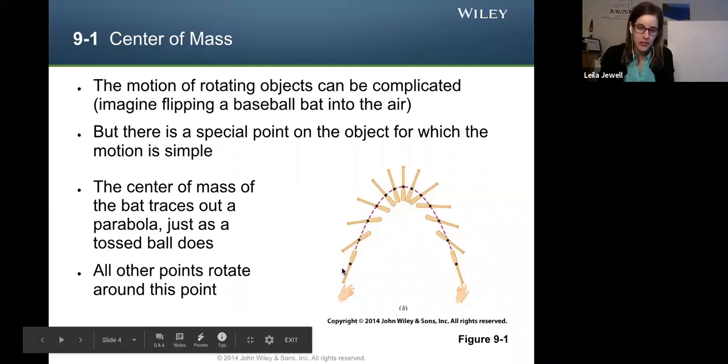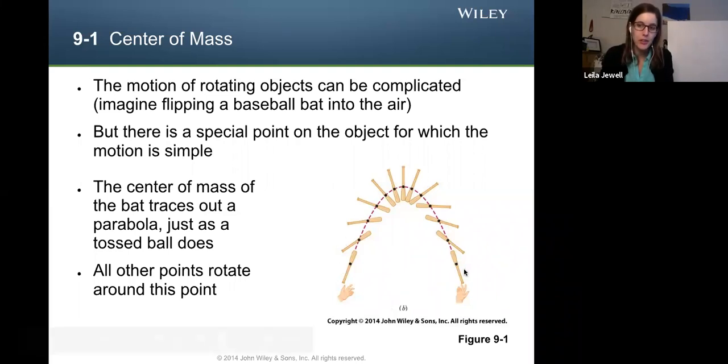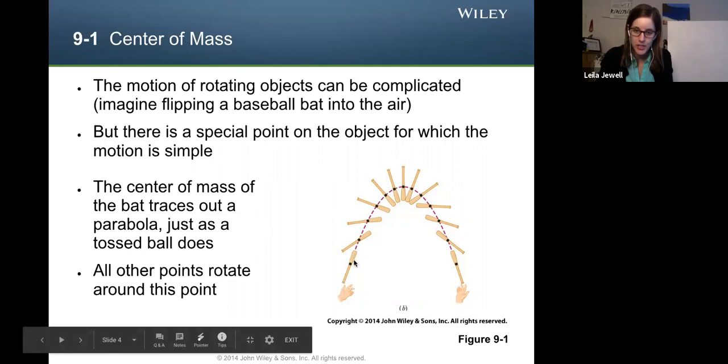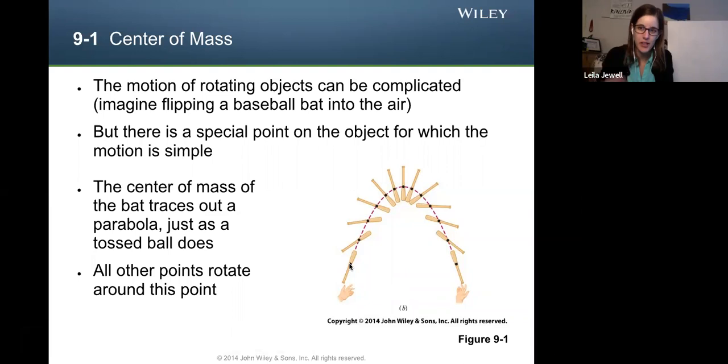But the center of mass of the bat traces out that simple parabola just like a ball, the same as if I tossed a ball across the room. And all other points on the bat are rotating about this single point. They're spinning around that. So that gives you some conceptual basis for this.